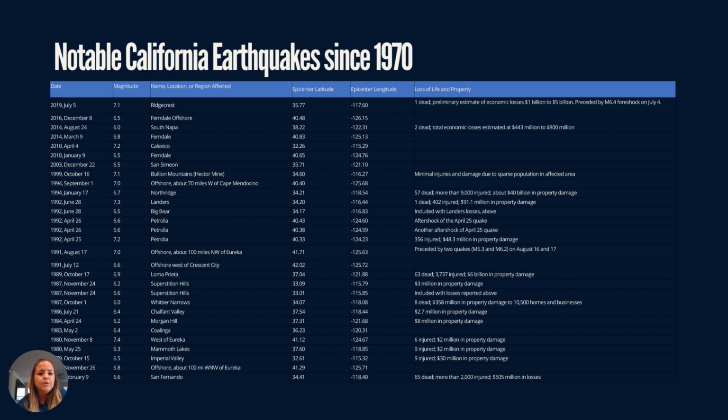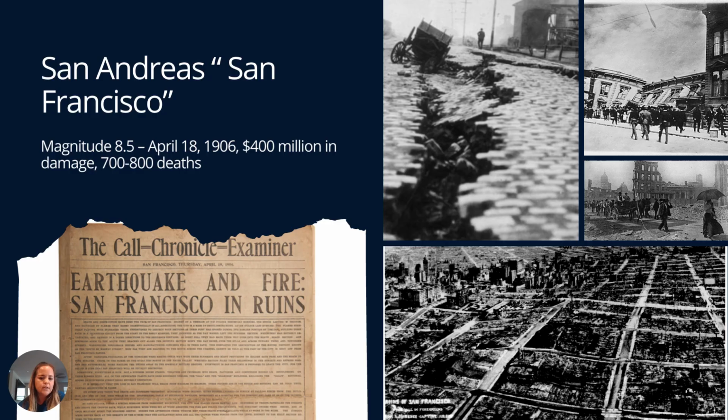So here are some notable California earthquakes since 1970. There's lots of them listed there. It gives you a little bit of information on the loss of life and property, the location, and then their magnitude. But we'll talk about a few notable earthquakes.